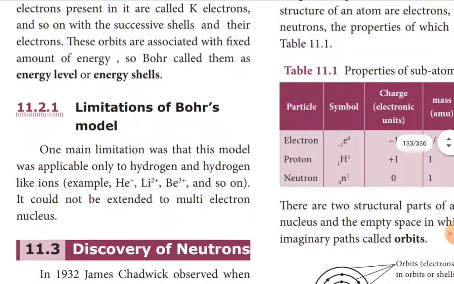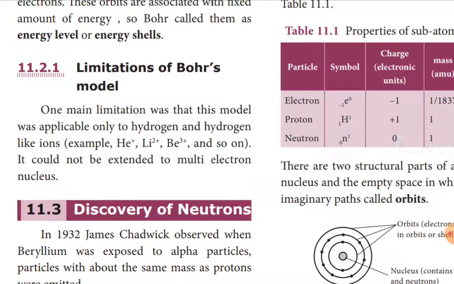Then what are the limitations? There are also some drawbacks, demerits, limitations of Bohr's model. One main limitation was that this model was applicable only to hydrogen and hydrogen-like ions, like helium, lithium, beryllium. It could not be extended to multi-electron atoms. That is one of the drawbacks.